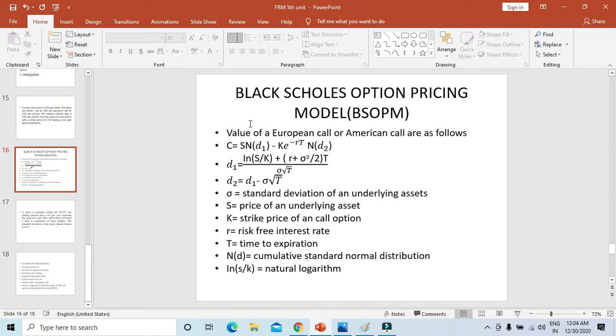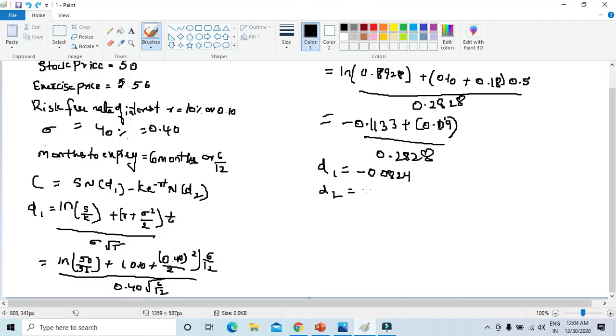D1 minus standard deviation of T it is. Okay, D2 formula is D1 minus standard deviation of T. So D1 is nothing but minus 0.0824 minus standard deviation, which is how much? 0.40 under root T. T is how much? 6 by 12 is nothing but 0.5. I am not going to write down the 6 by 12. 0.5, it is clear as such.